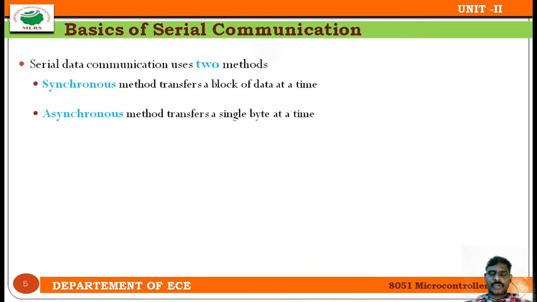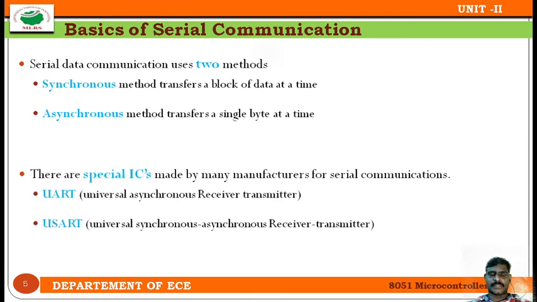When we talk mainly about serial data communication, it uses two methods. They are called the synchronous method and the asynchronous method. The synchronous method transfers a block of data at a time. If you want to use this type of mechanism, your transmitter and receiver must be synchronized. In the asynchronous method, a single byte is transferred at a time, which means there is no synchronization between your transmitter and receiver.